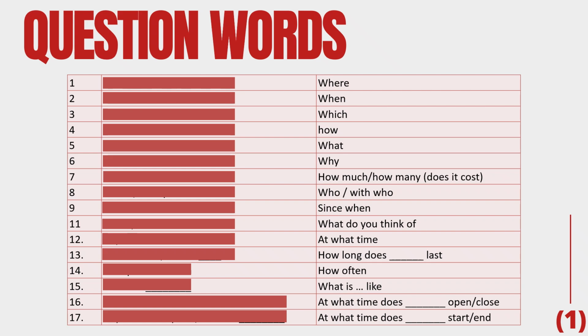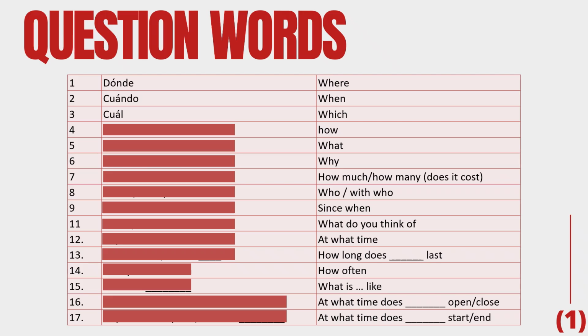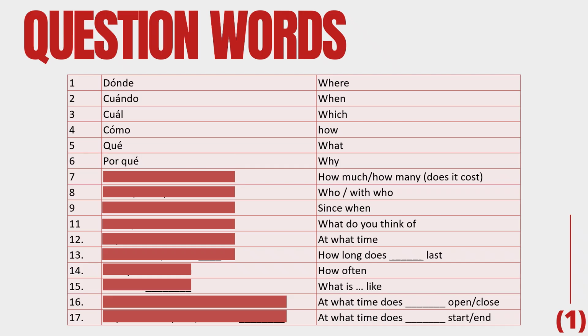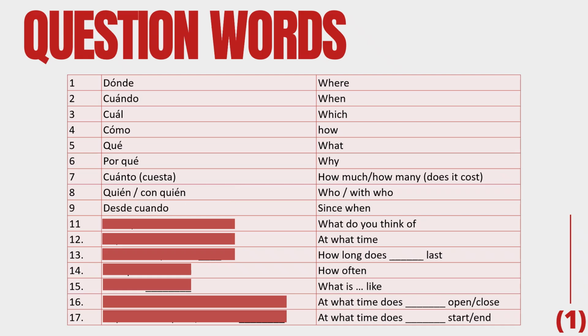So, where? ¿Dónde? When? ¿Cuándo? Which? ¿Cuál? How? ¿Cómo? What? ¿Qué? Why? ¿Por qué? How much, how many is ¿cuánto? How much does it cost? ¿Cuánto cuesta? Who or with who? ¿Con quién? Since when? ¿Desde cuándo? And there should be an accent on that, sorry. What do you think of?